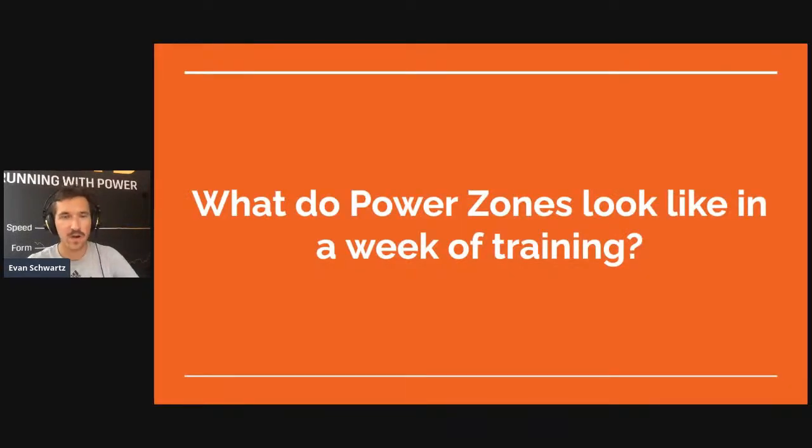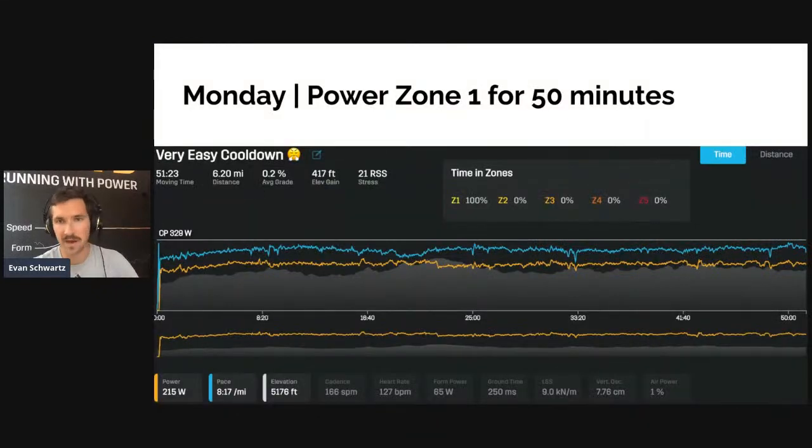So let's talk about power zones in the context of a training week. I gave you examples of power zone 1, 2, 3, 4, and 5, what a specific run might look like. But let's look at an actual training week that I've done and see how zones are incorporated differently throughout the week. So Monday, this was power zone 1 for 50 minutes. 100% of this run was done in zone 1.